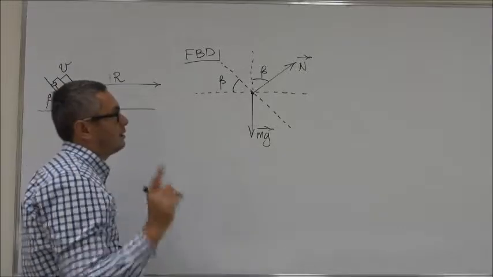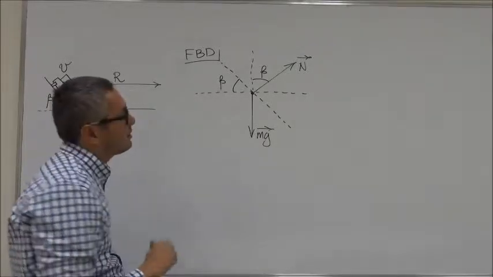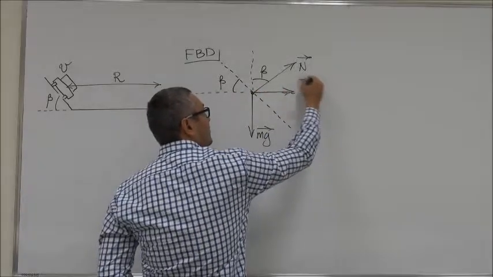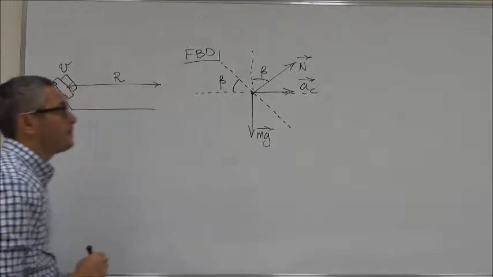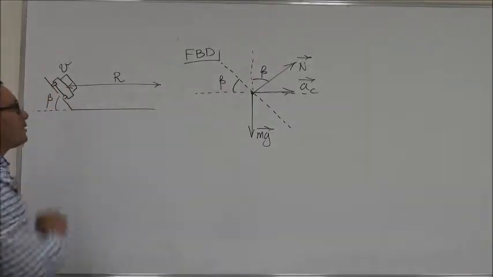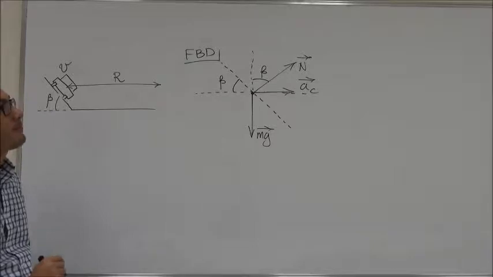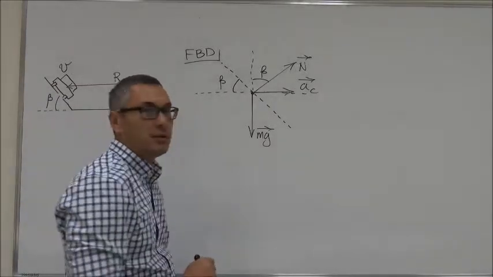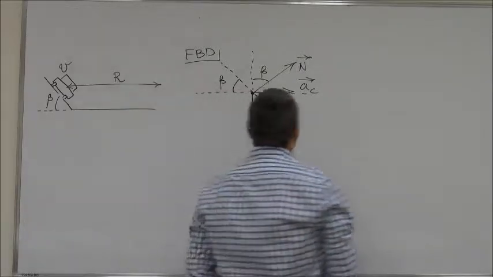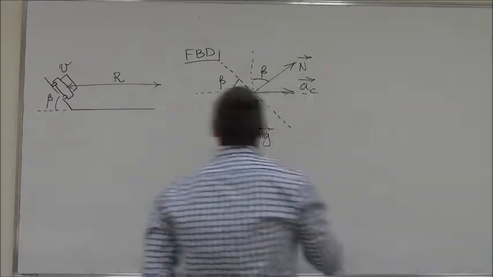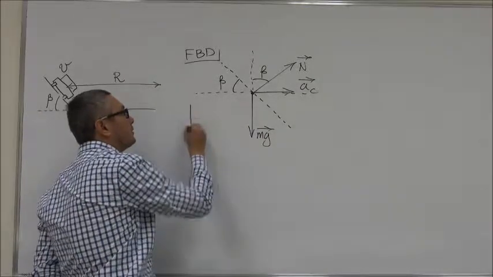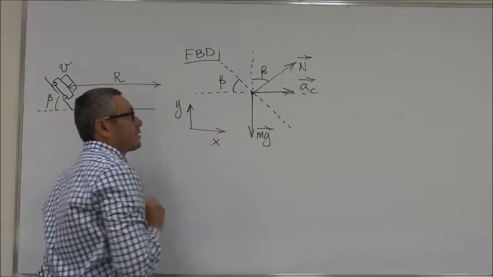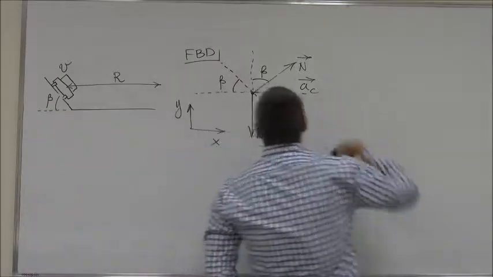The car is moving on a circular trajectory, so it has a centripetal acceleration towards the center. So this is our centripetal acceleration a_c. So now we need to find out what this angle beta should be. Well, we have the free body diagram, so we can write Newton's second law here. And let's say that the upwards direction is positive y, and this direction is x. So let's look at the y direction first.